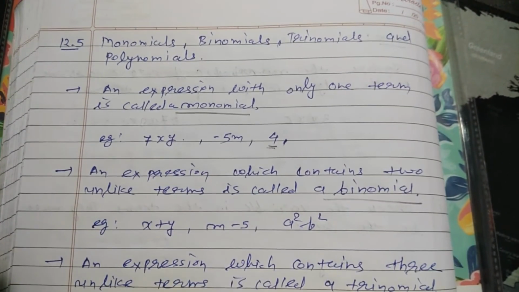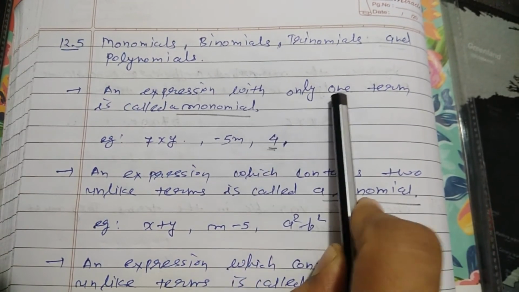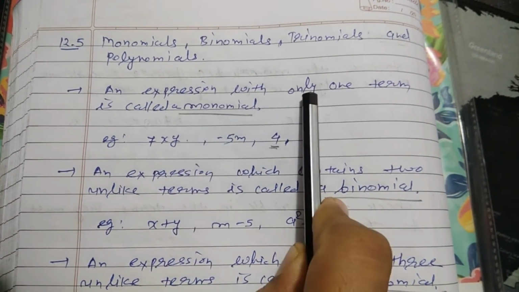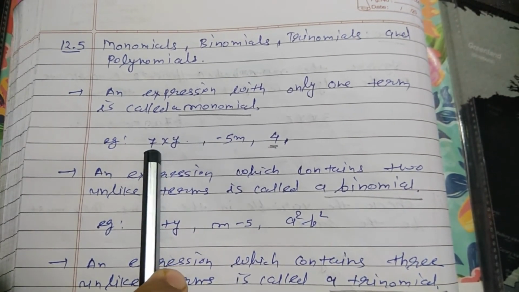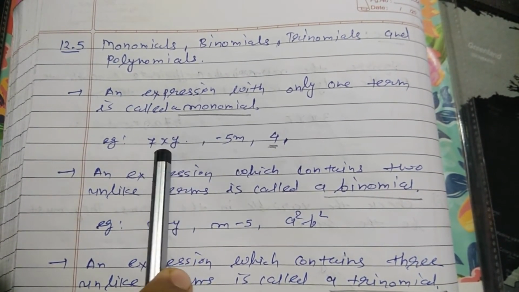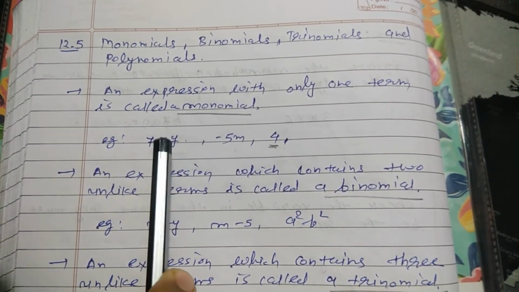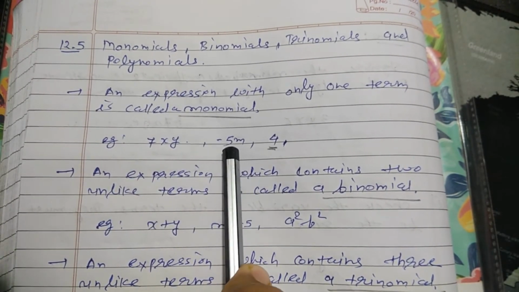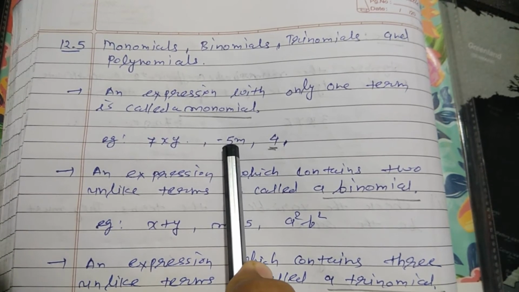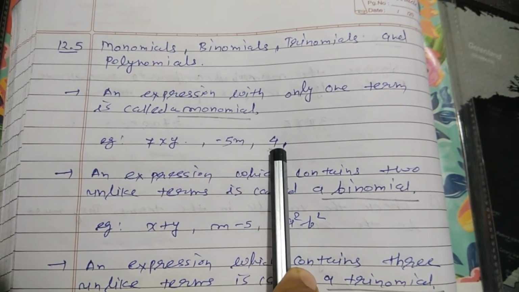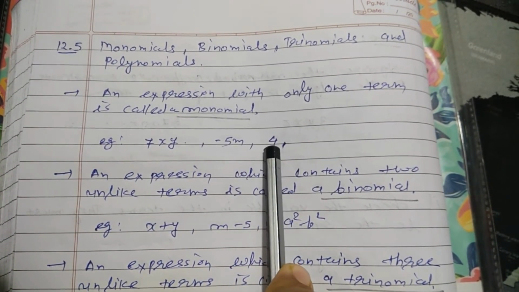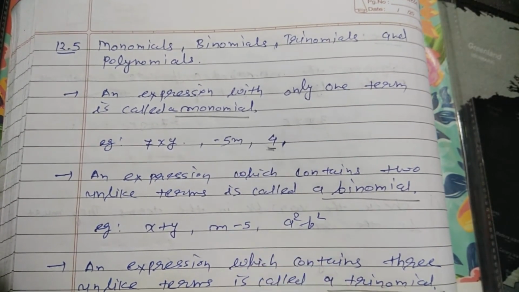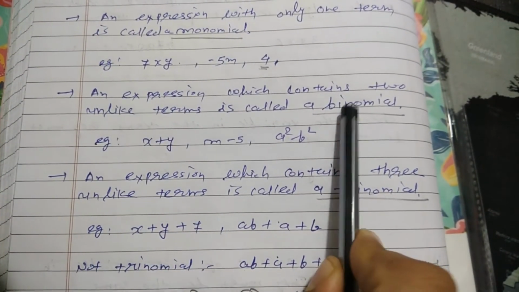Next topic: monomials, binomials, trinomials and polynomials. Now what is a monomial? An expression with only one term is called a monomial. For example, 7xy: this expression has only one term, so it is called a monomial. Second, minus 5m: this expression also has only one term, so it is a monomial. And a constant 4: if only a constant term is there, it is also called a monomial.